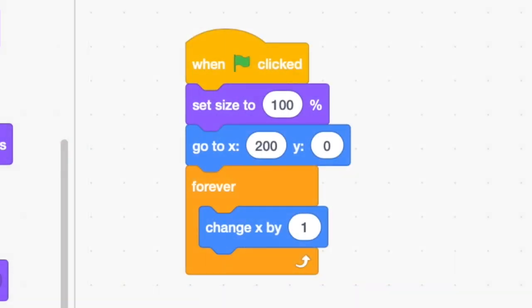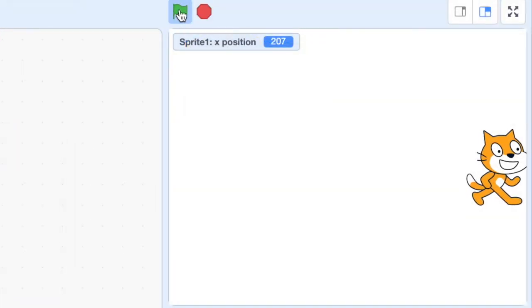Consider this simple script that places a sprite at an x-coordinate of 200 and then repeatedly moves it one pixel to the right. You might expect this script to keep moving Scratch Cat to the right until it can no longer be seen. Let's run the script and see what happens. Notice that the sprite has stopped moving with the x-coordinate at 273, leaving a width of 15 pixels remaining on the screen.